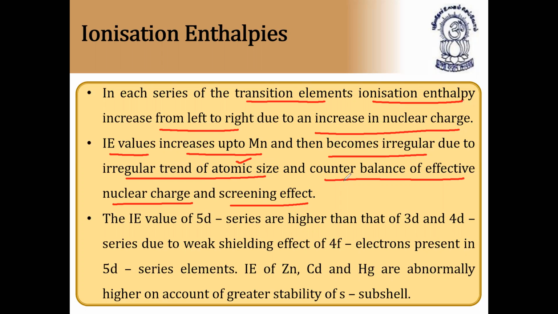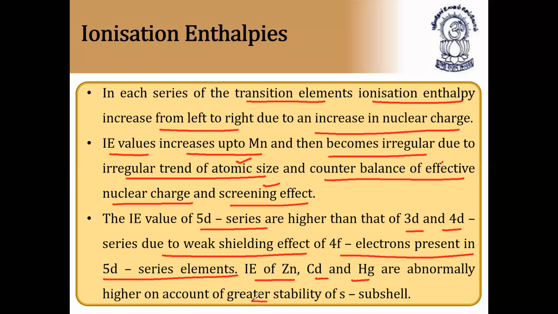Ionization potential depends upon atomic size, effective nuclear charge, and screening effect. The ionization values of the 5d series are higher than those of the 3d and 4d series due to weak shielding effect of 4f electrons present in the 5d series elements. The ionization energy of zinc, cadmium, and mercury is abnormally higher on account of greater stability of the s subshell.